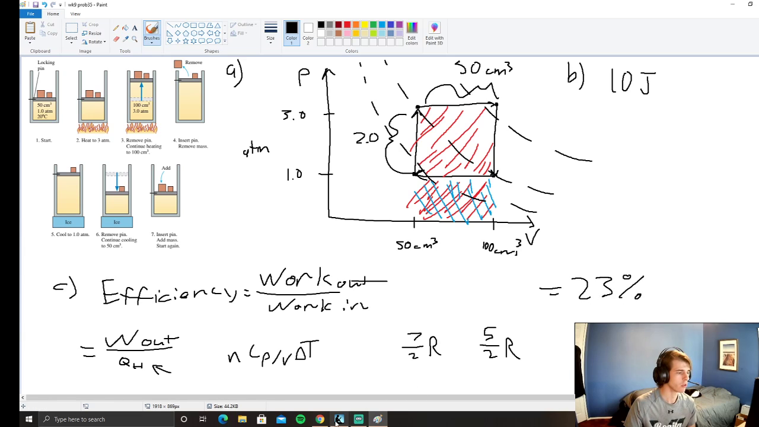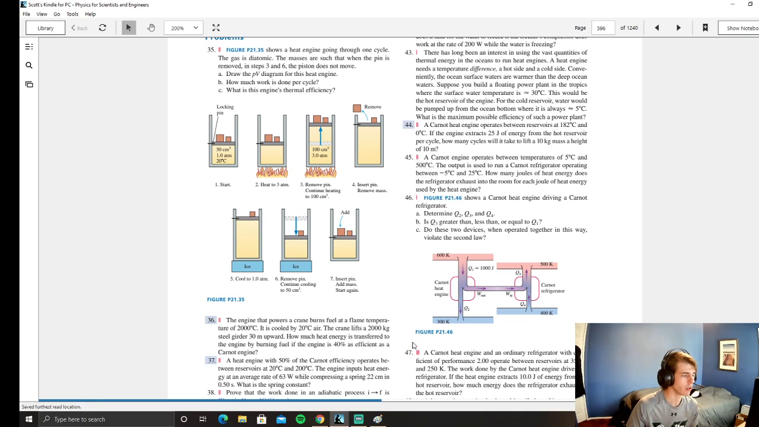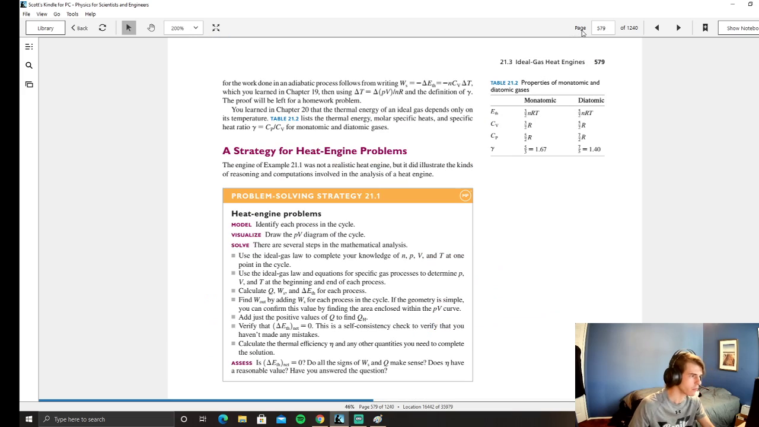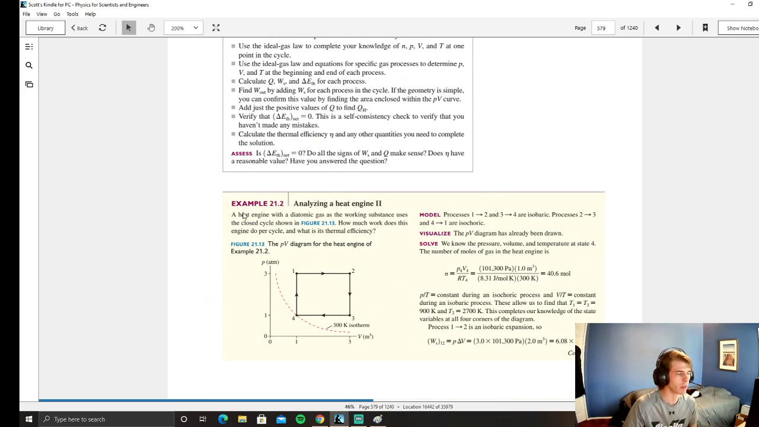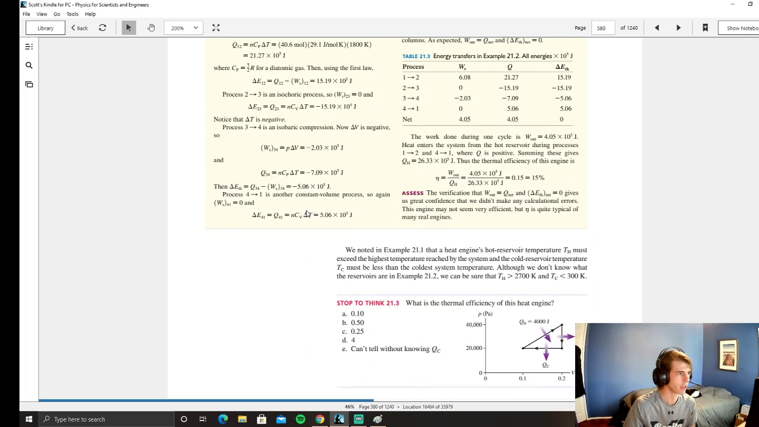Also, just a quick note, for help in this problem, I found it really useful to look at page 579. There is a really good problem that will help you if you're still confused. But that's all I have for you.